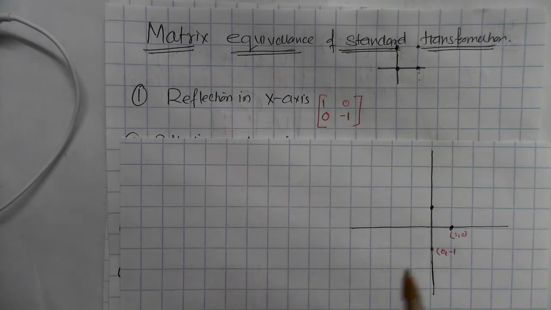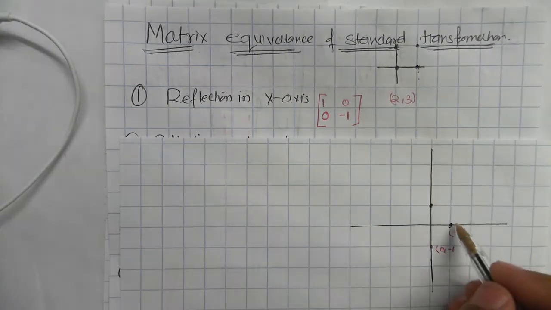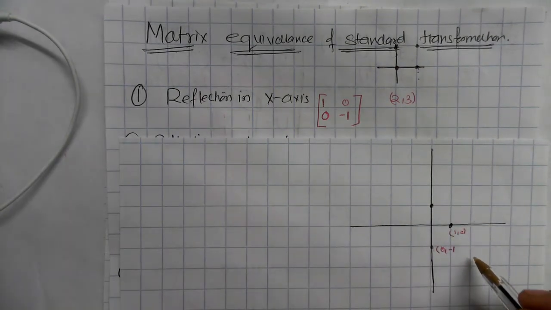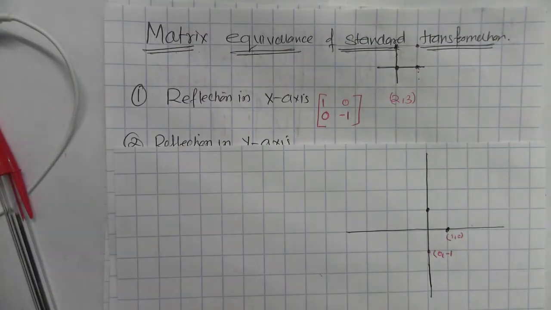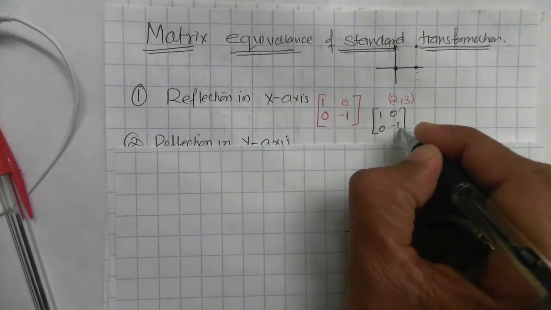Point (2, 3) would be here. If I reflect this in the x-axis, this should go to (2, -3). Let's see if that works. So we do the matrix [1 0; 0 -1] times (2, 3).